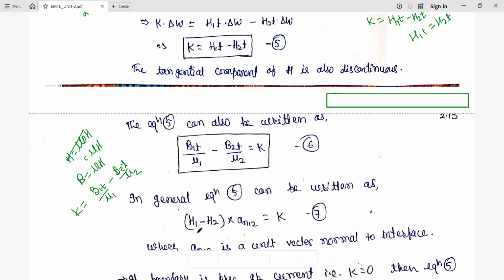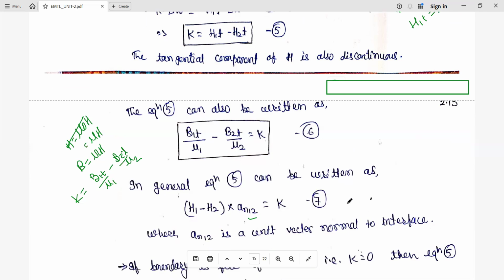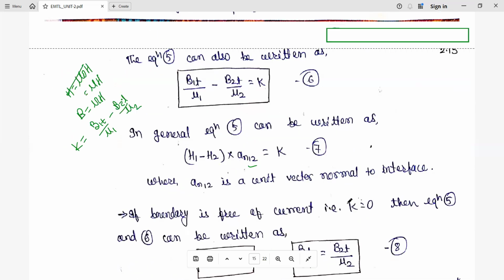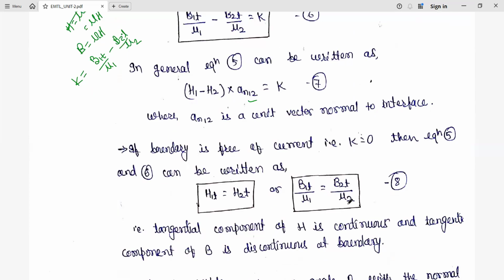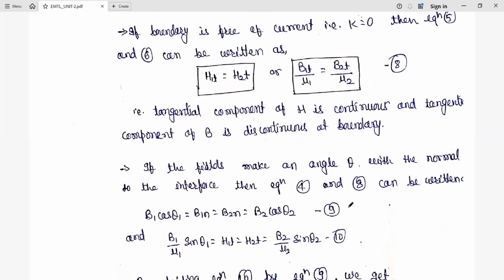So the general equation we can write: (H1 minus H2) cross n equal to K. This n is the unit vector which is normal to the interface, and if the boundary is current free, that we have discussed earlier, so if K is going to be equal to 0, then in that situation the tangential component of H is continuous. But flux density tangential components are discontinuous.